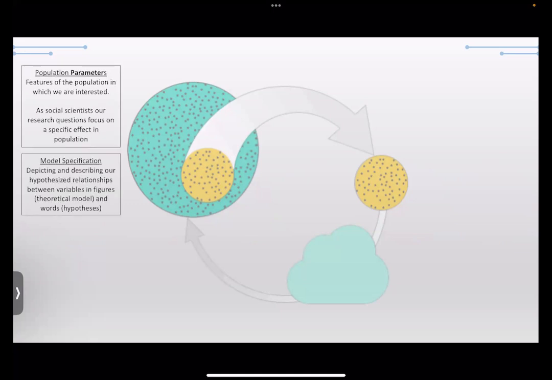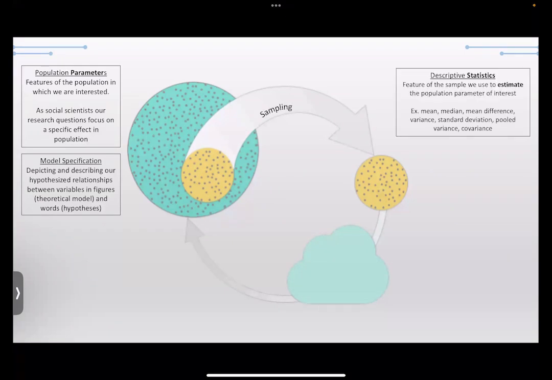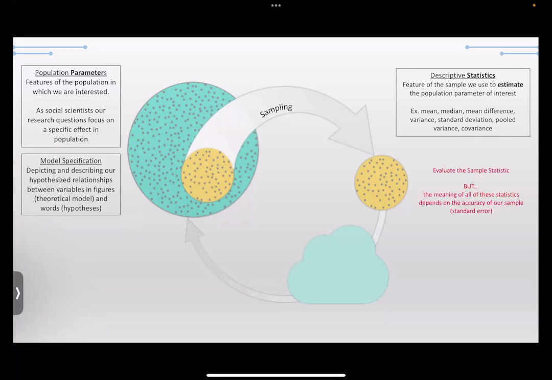So we start by noticing something in the population that we care about, and we want to figure it out. So we want to estimate something about the population. We take a sample from that population and we investigate it. We describe it with numbers, so things like means and variances or mean differences. And then we also describe it with visualizations, right? Histograms, graphs, etc. But we have to take those descriptives with a grain of salt. And that grain of salt is how good is our sample, right? And that measure of how good our sample is, we call standard error.